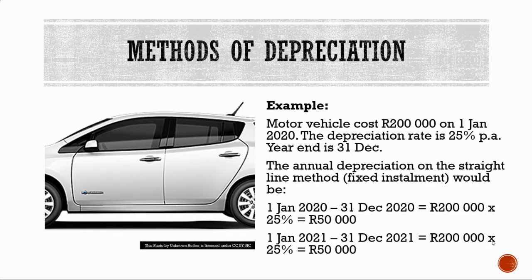Now to work out the annual depreciation using the straight line method, so it's a fixed amount per year, it's exactly the same. For year one, our year starts 1st of January 2020 up to 31st of December 2020. We would take the 200,000, multiply it with that 25% that was provided to us, and it would be 50,000. In year two, you would do exactly the same calculation, as well as year three and year four.